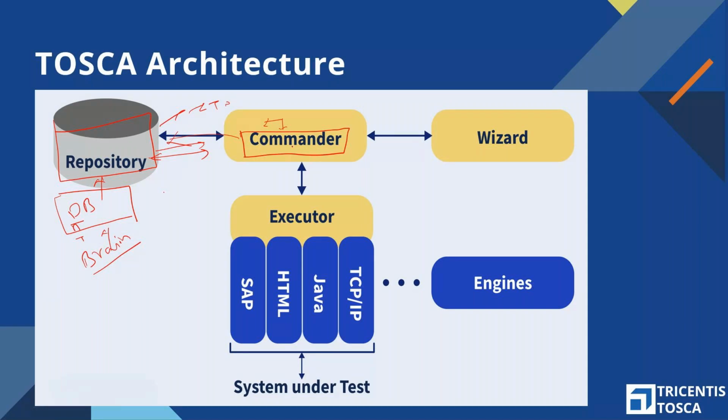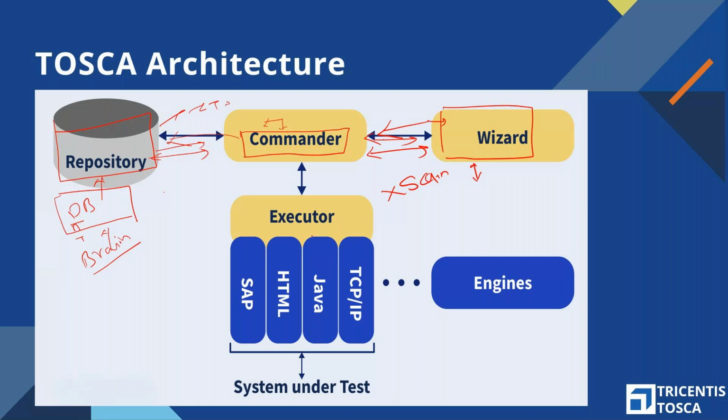Then the Tosca Wizard is there. Tosca Wizard is nothing but our wizard, or we can say Xscan, in which we scan applications. Different application scanning, everything is done over there. Whatever the Tosca Wizard creates, such as element identification and module creation, is again put into the Tosca Commander. So you can see the two-way communication happening here.